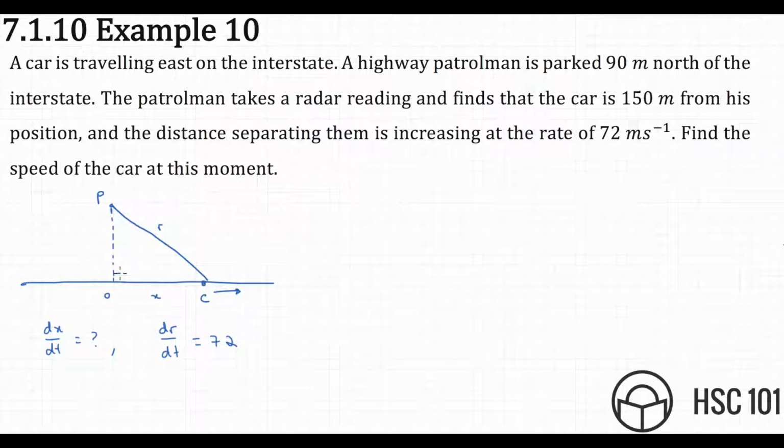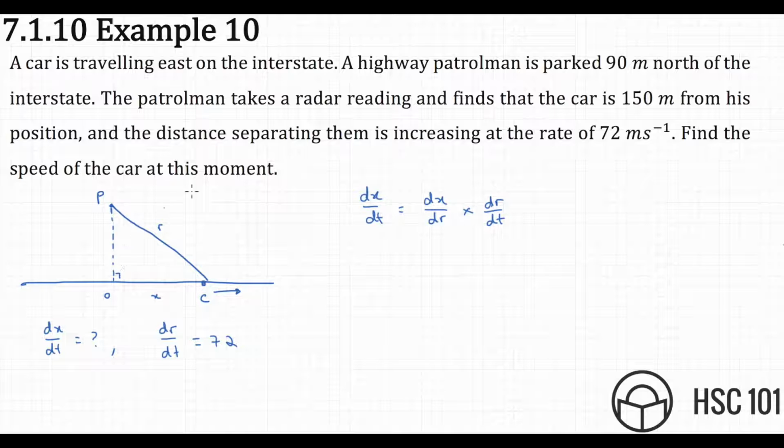So if we check this out, we know that the chain rule necessary to link all my differentials together is given by dx/dt equals dx/dr times dr/dt. So in order to find dx/dt, I need dx/dr. And to find dx/dr, I need an expression that connects x and r together.